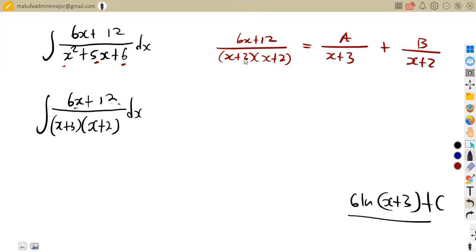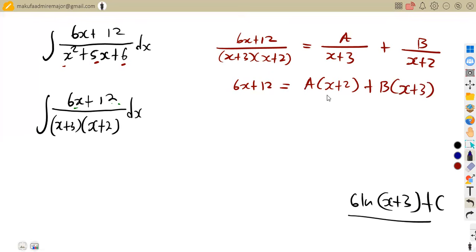From this concept, we are just going to equate the numerator. Our numerator, 6x plus 12, is equal to A into x plus 2, since x plus 3 is going to cancel, plus B into x plus 3, since x plus 2 is going to cancel. So that was the condition of your question.